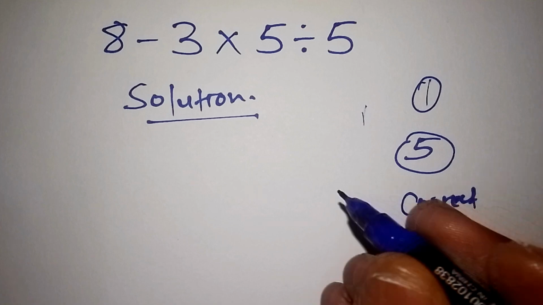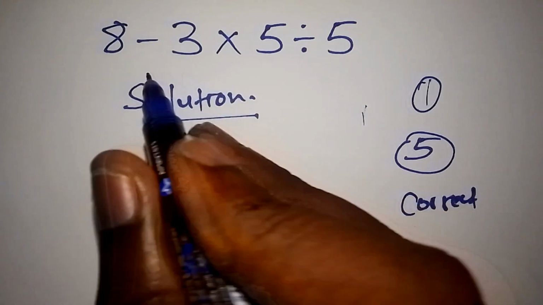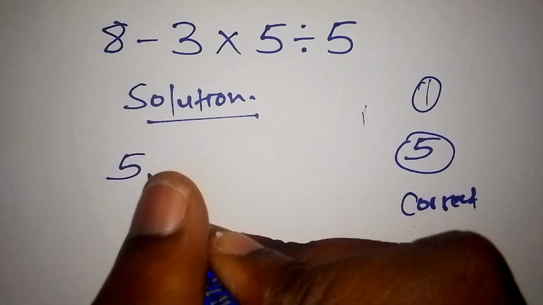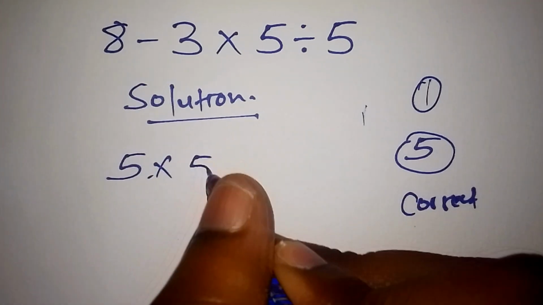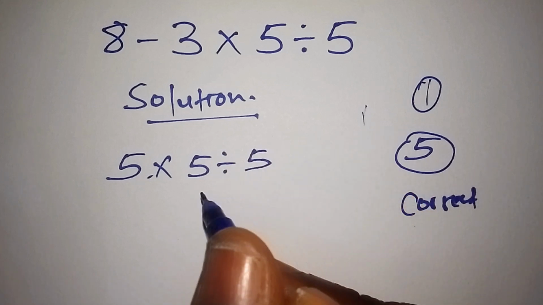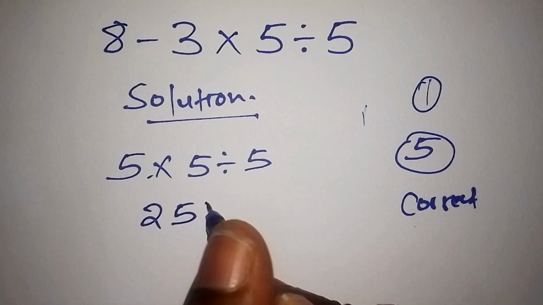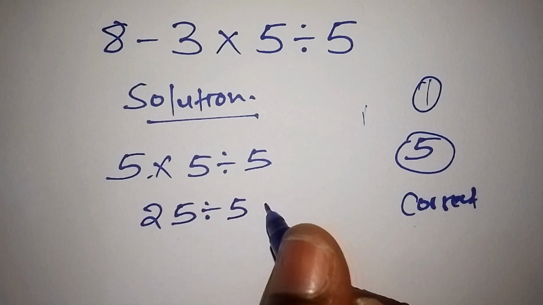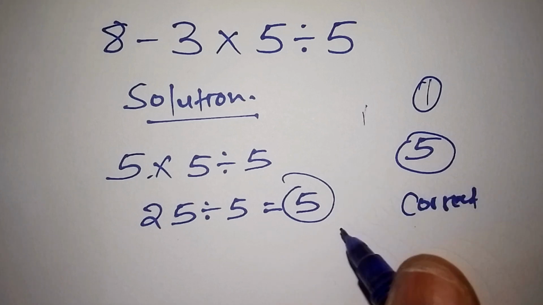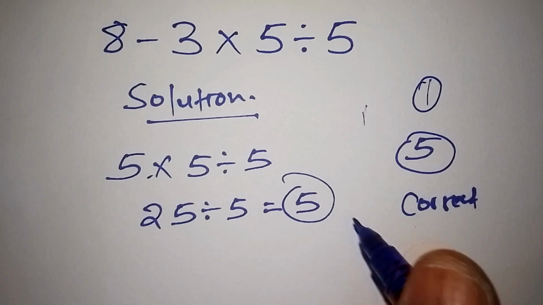So let me explain. When you have, for example, 8 minus 3, some people will say 8 minus 3 is 5, then 5 multiplied by 5, then divide by 5. So that is now 5 multiplied by 5, that is 25, then 25 divided by 5, the answer is 5. So this one is what one student got, by getting the answer as 5.